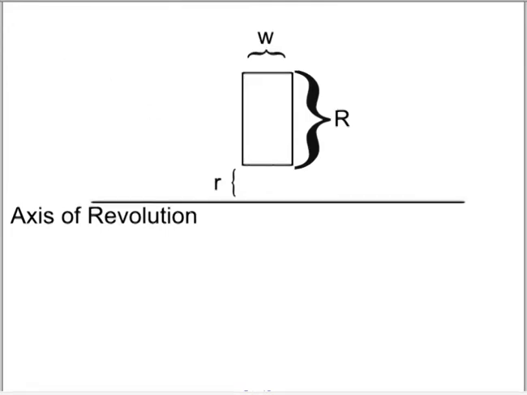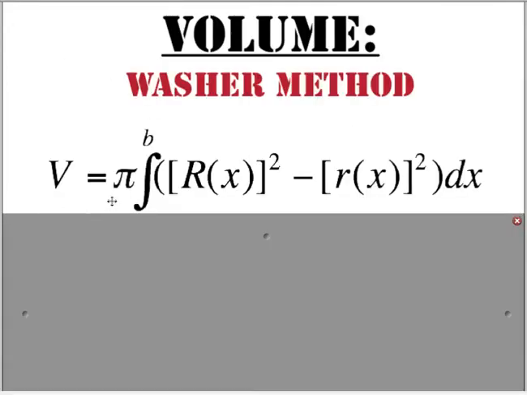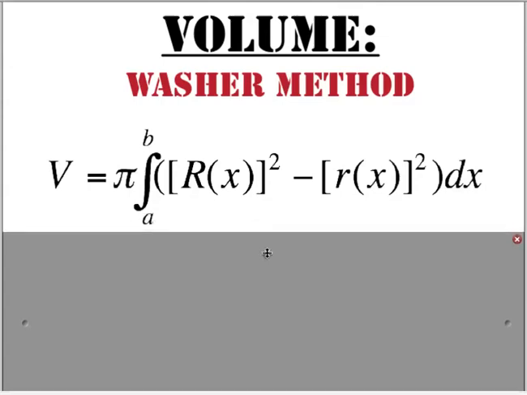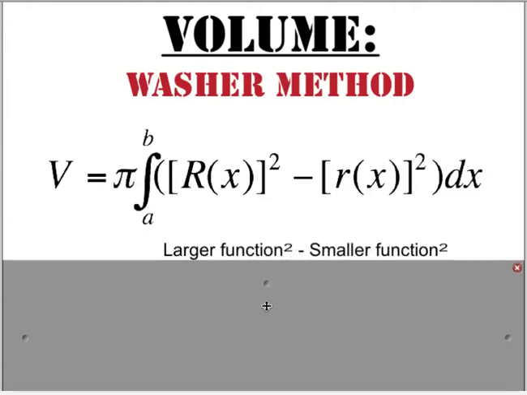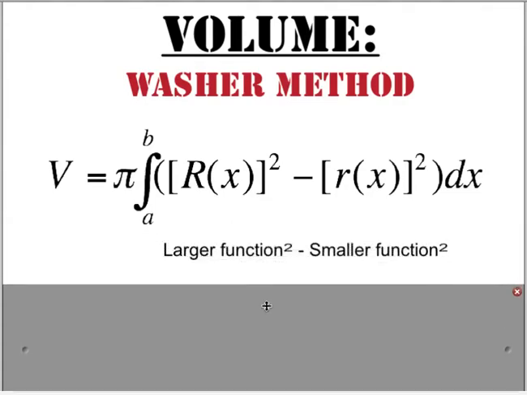The formula for this one is volume equals, we still have pi, our limits of integration are still going to be from a to b, which could be where the two functions, if there are two, intersect. And then now we have the larger radius squared minus the smaller radius squared. And so this is really just the greater function squared minus the smaller function squared.